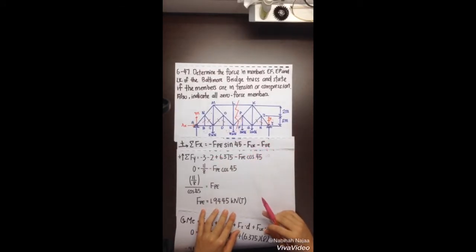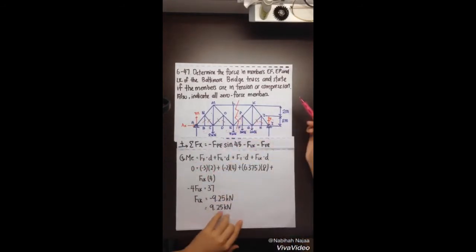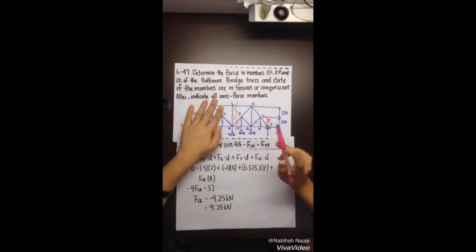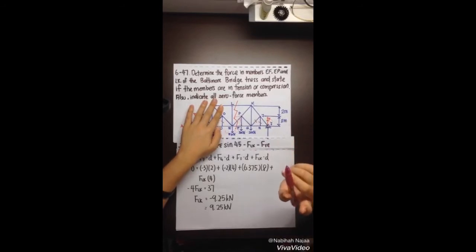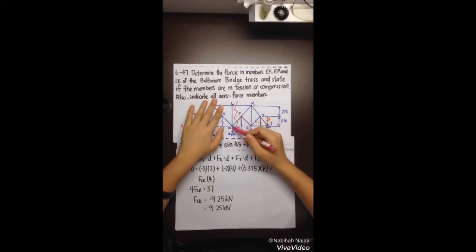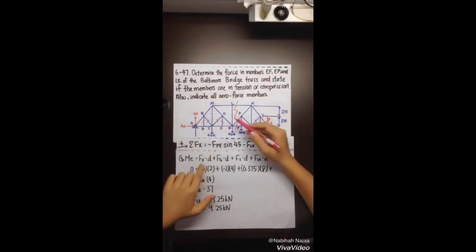So we have to proceed to summation of moment. For summation of moment, which point should we choose? E, F, G, H, I. Remember, as we said just now, we should choose the point which has the most number of forces, which is point E. We have force of LE, force of PE, force of FE. So it has the most number of forces, so we choose moment at point E.